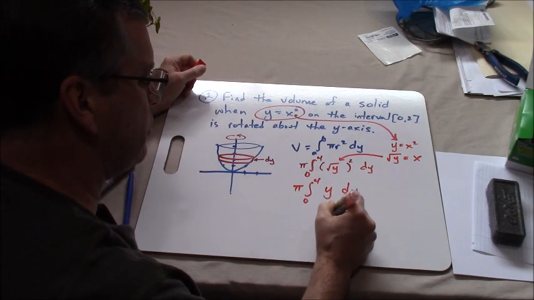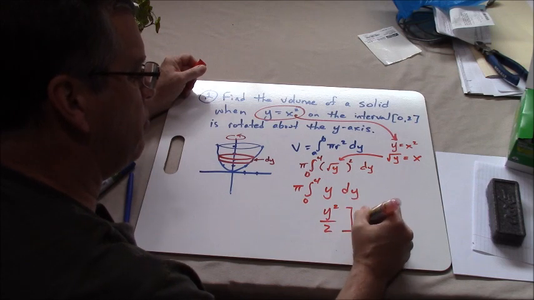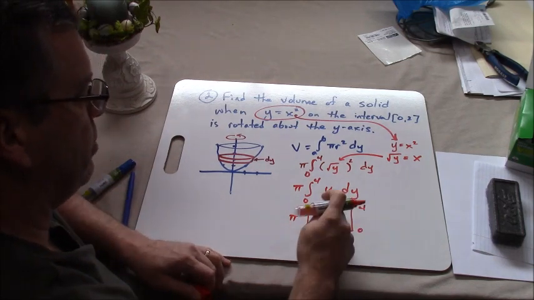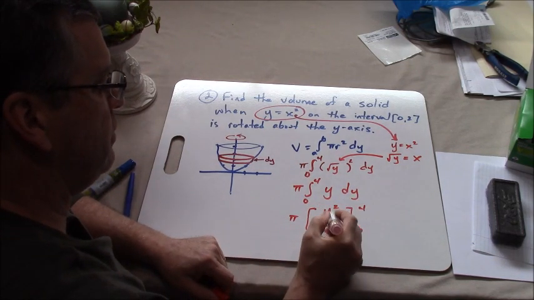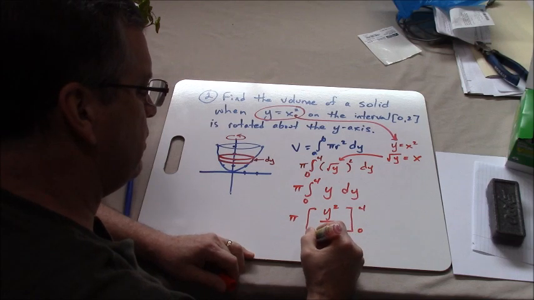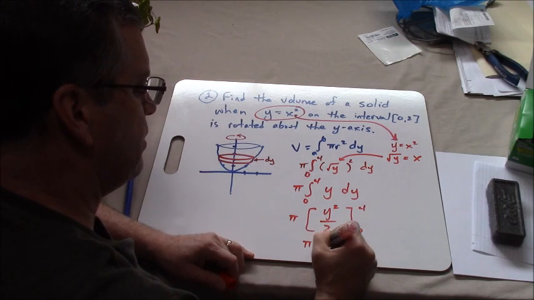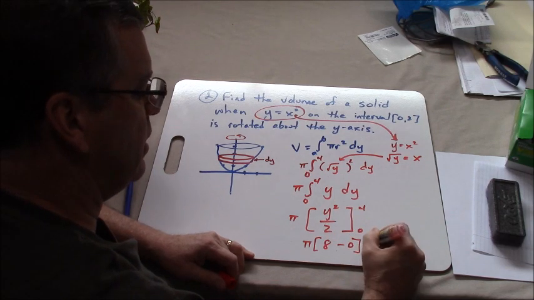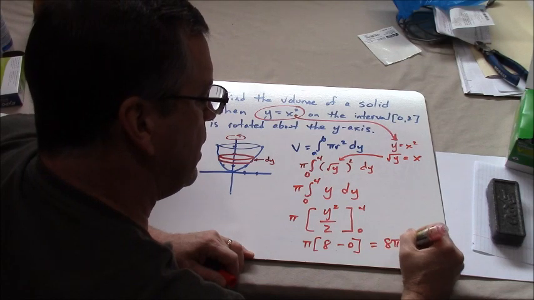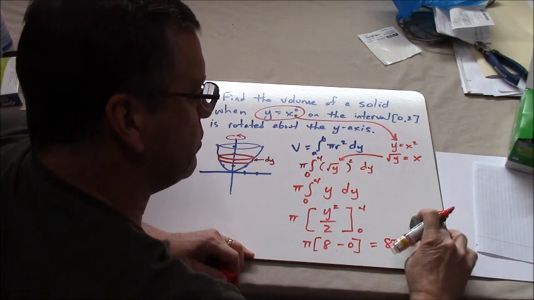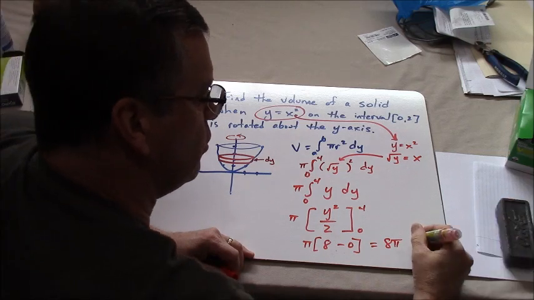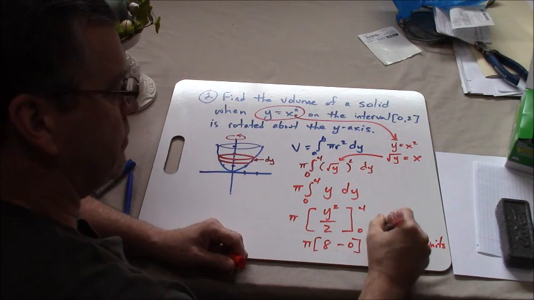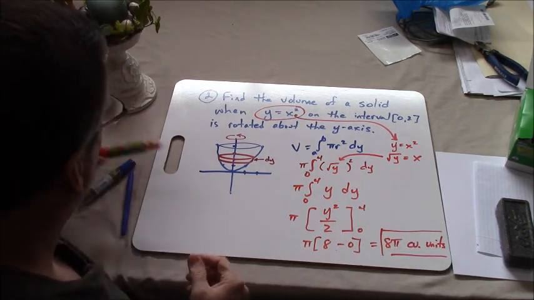So this would be y squared over 2. We're going to evaluate that from 0 to 4, and then multiply by pi. If I plug in a 4, 4 squared is going to be 16. 16 divided by 2 is 8. So I've got pi times 8 minus what I get when I plug in a 0. That's just 0. And so my answer is 8 pi, not square units, cubic units. There it is.